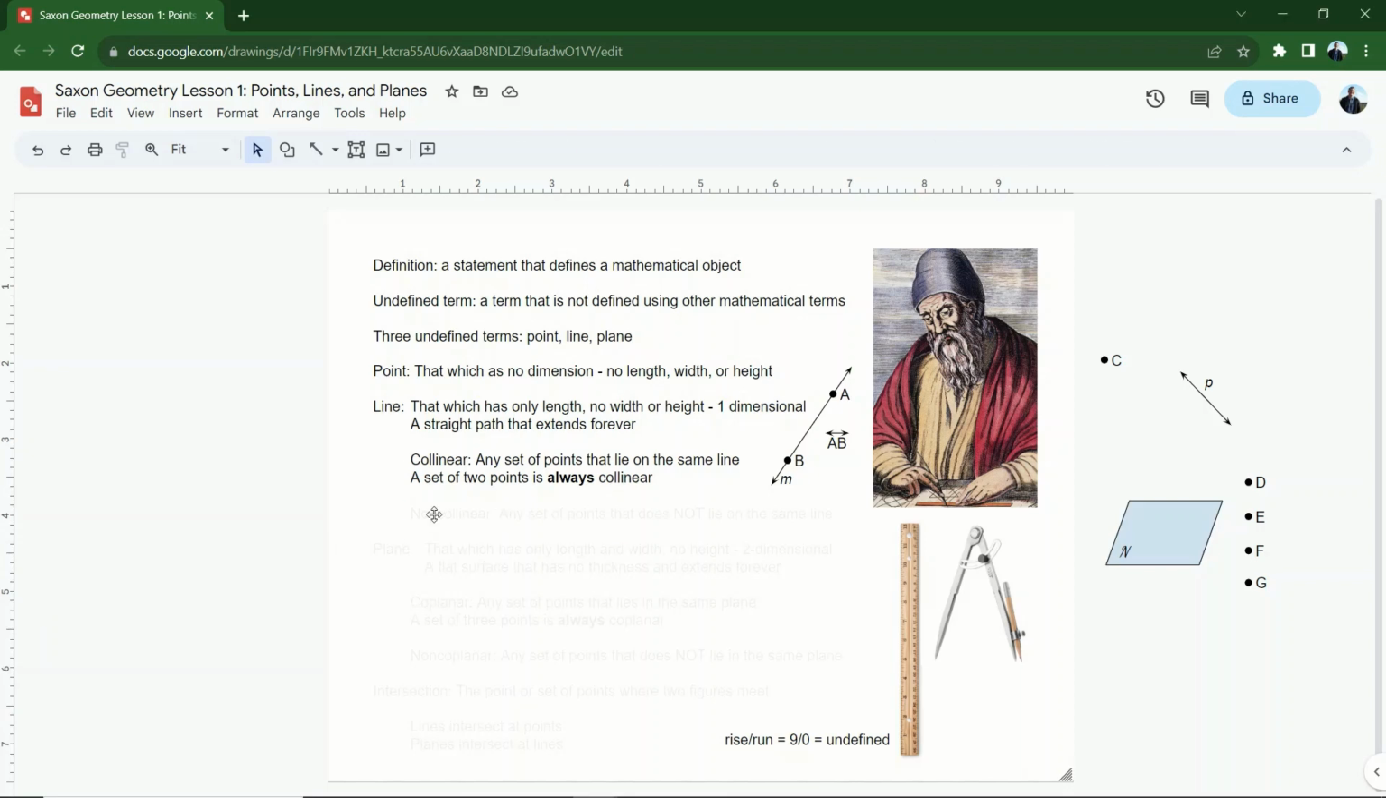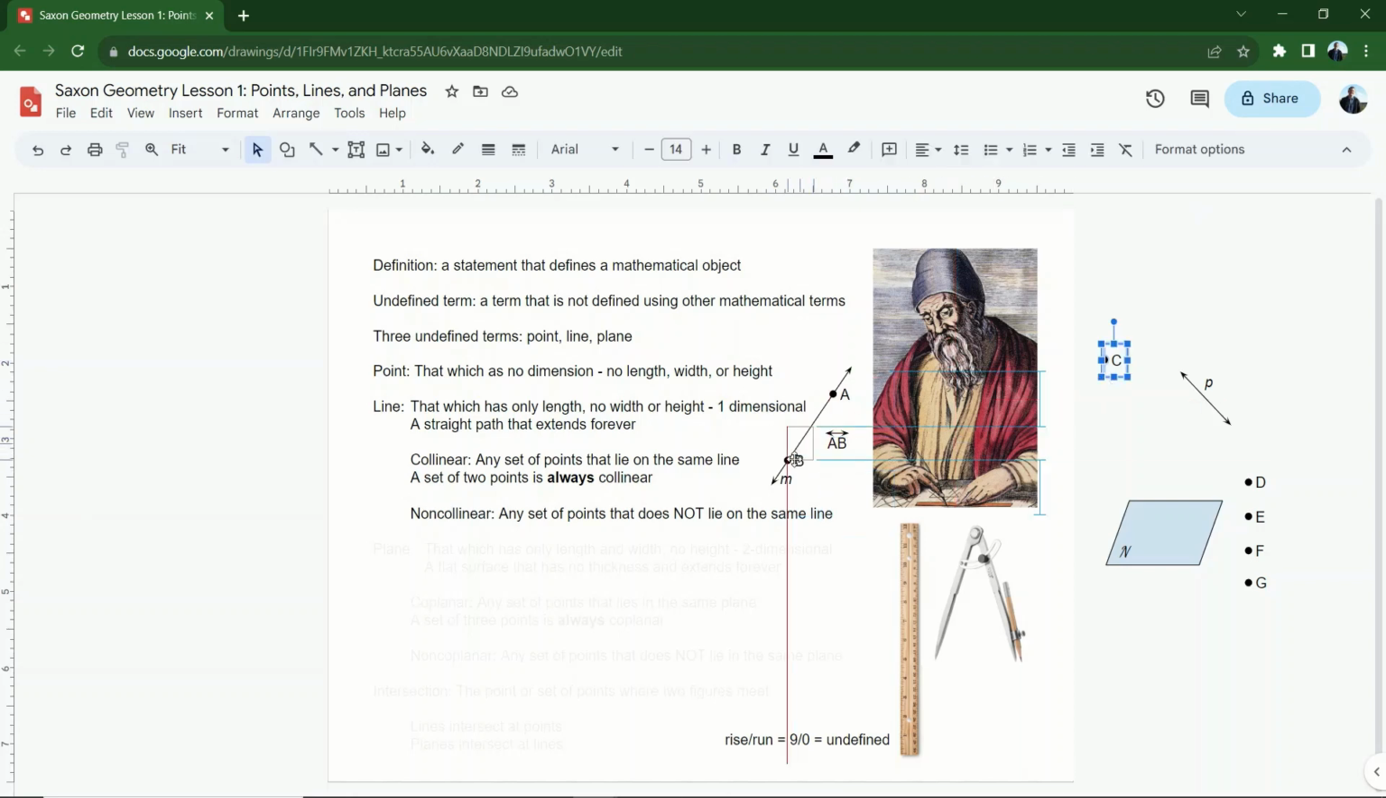Well, we have an opposite of collinear. We could say that points are non-collinear if that set of points does not lie on the same line. And to have a non-collinear set of points, you have to have at least 3 points, because 2 points are always collinear. But let's say I take point C and I place it about right here. There we go. Now I could say that the set of points A, B, C is non-collinear. A and B are on the same line, but C is not.